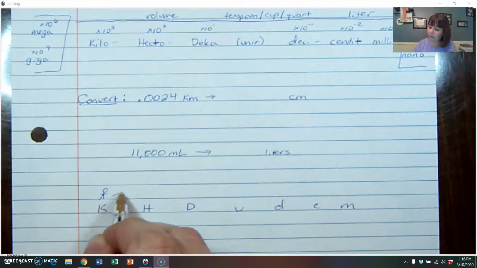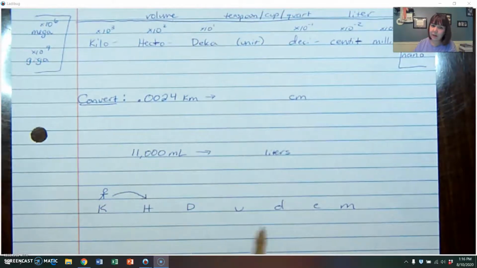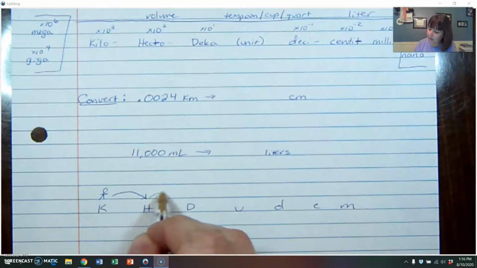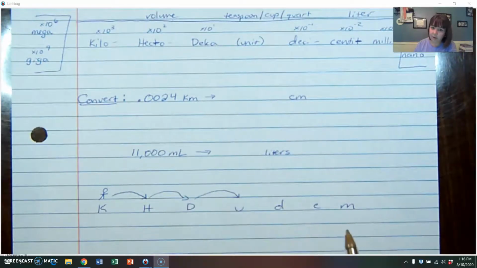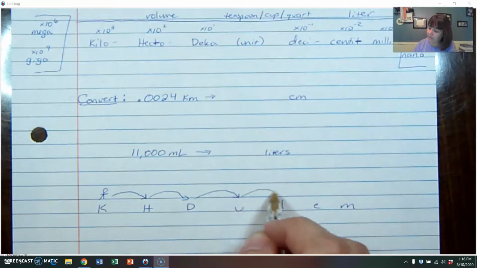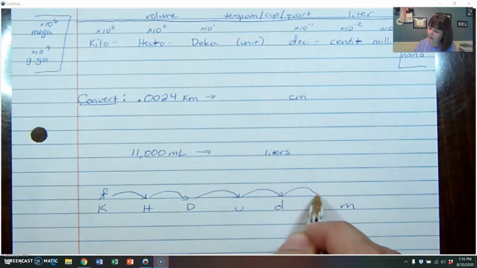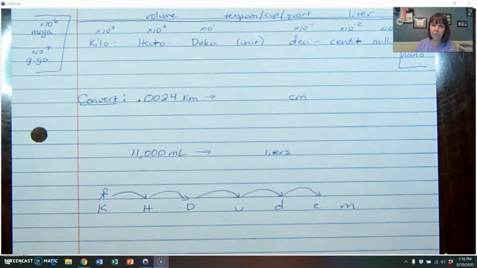So he's going to hop, like these are little stepping stones, to hecto, not done yet. Deca, not done yet. Don't forget our base unit right there. Keep going to deci, and then here we are at centi. This is where he wants to be. Now, how many times did he have to hop? He hopped once, twice, 3, 4, 5 times. In which direction did he go? He went to the right.